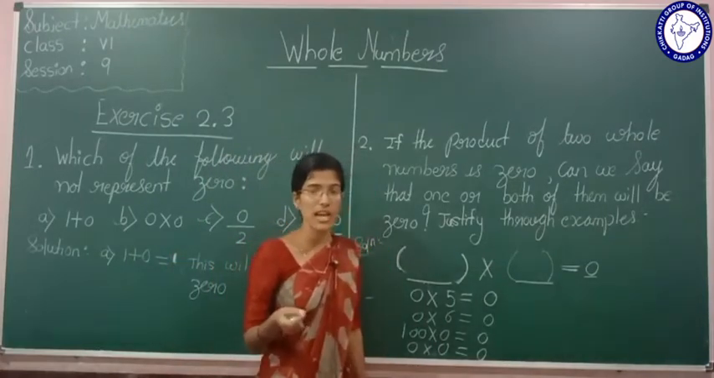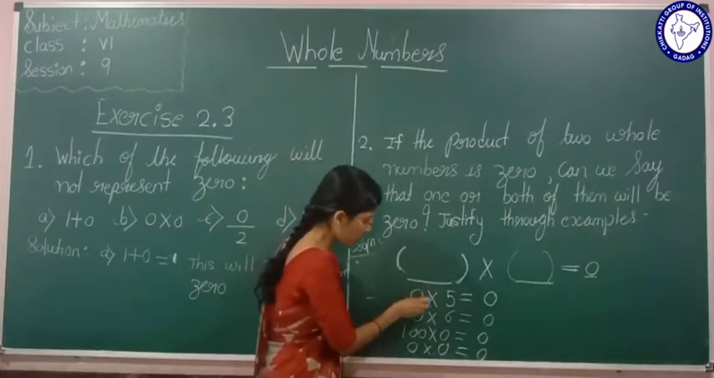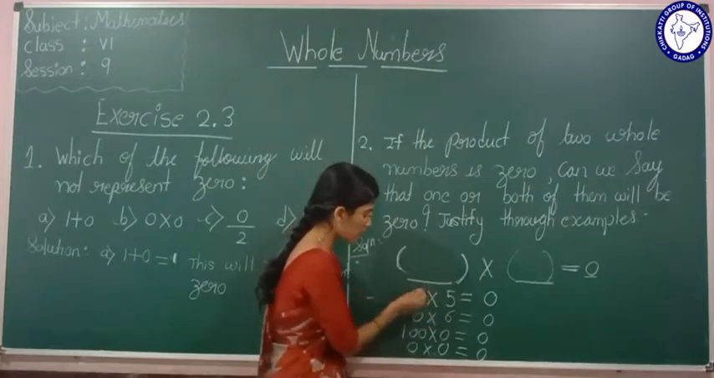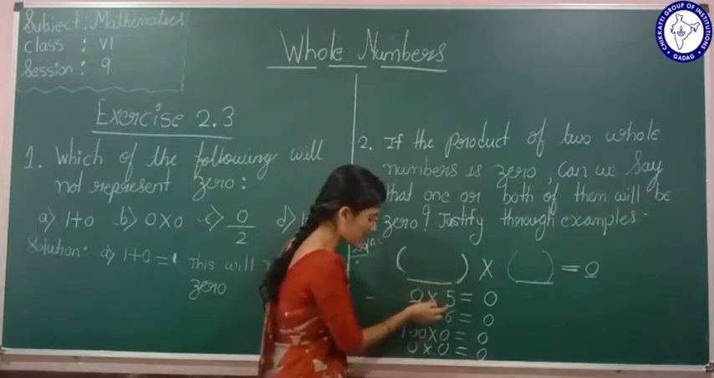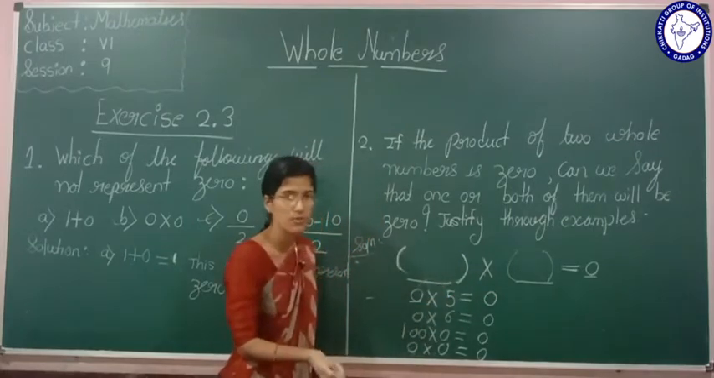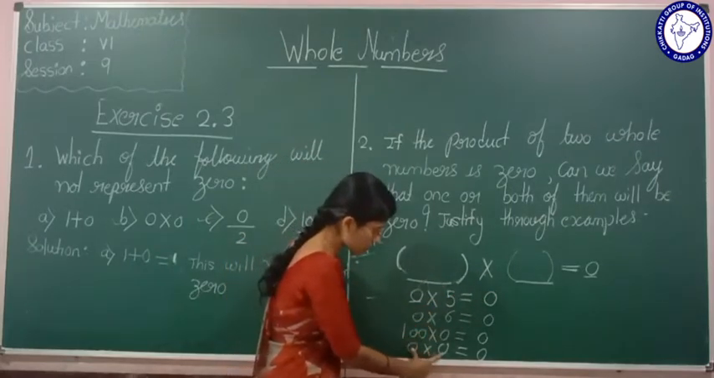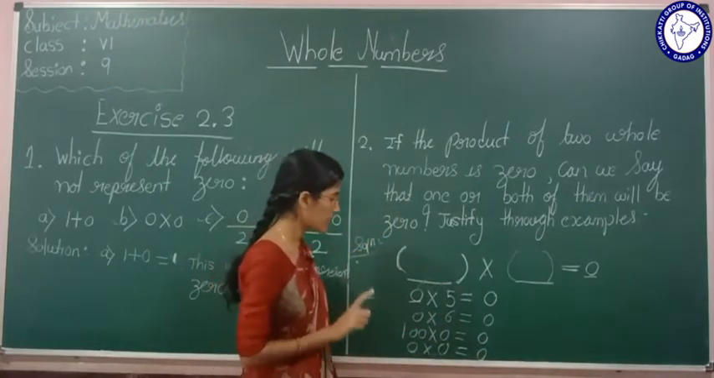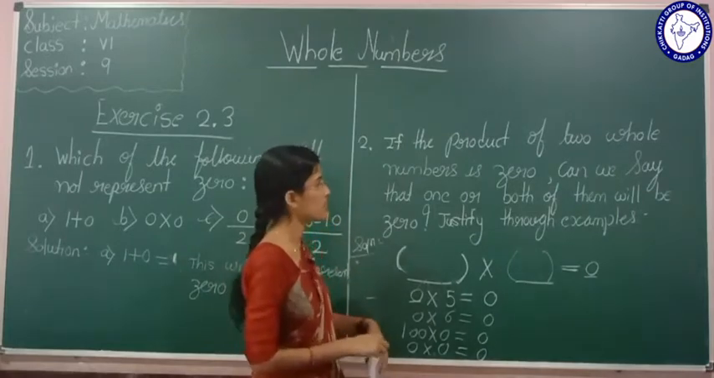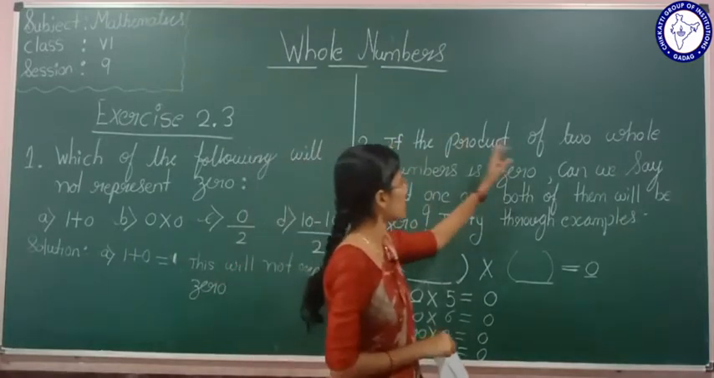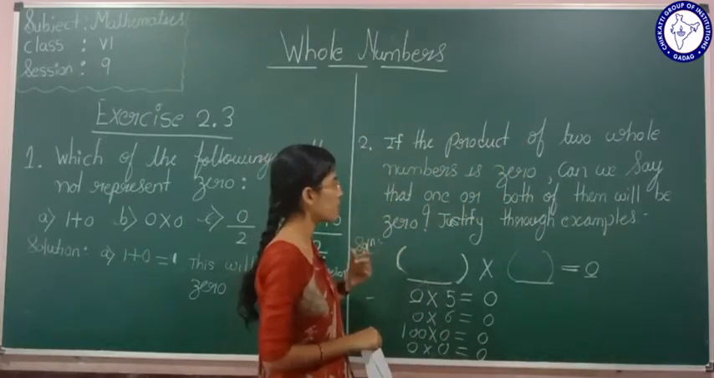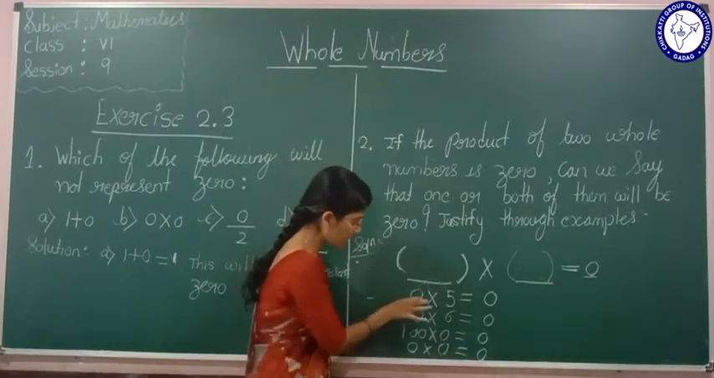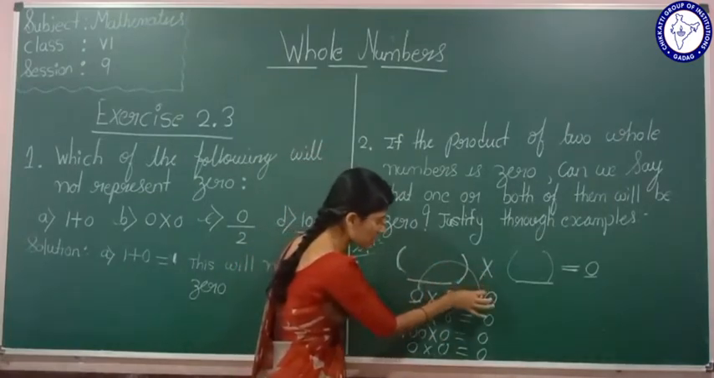From these examples we can say that if one number is 0, and we multiply it by any other number, definitely the answer will be 0. If both numbers are 0, at that time also the product is 0. Yes or no? Yes. The product of two whole numbers is 0 if one or both of the numbers are 0. It is sufficient. If one number is 0, definitely the answer will be 0 only.